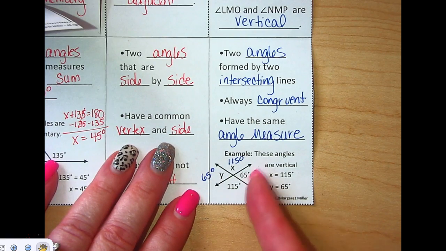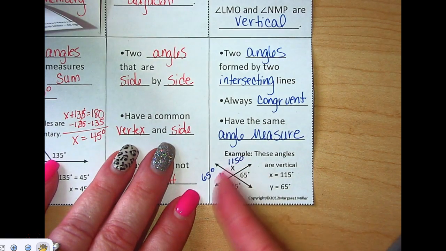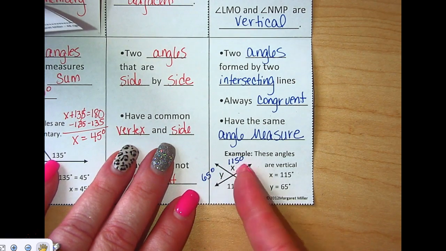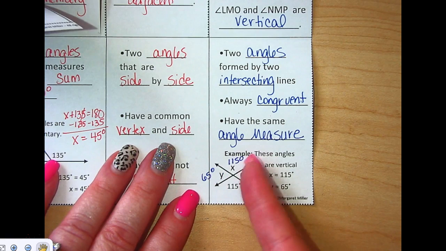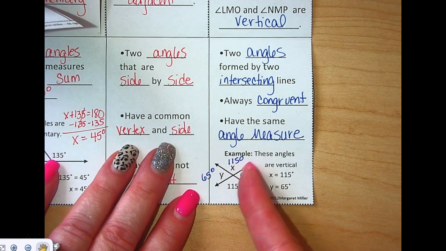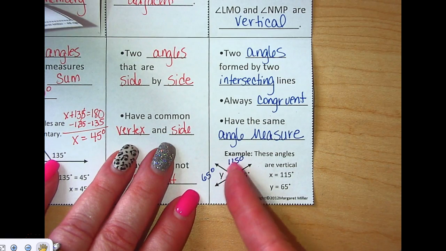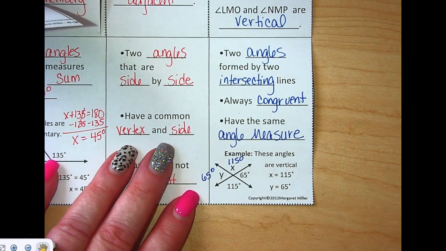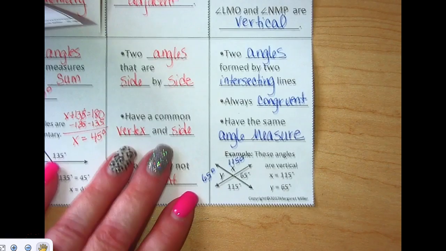What's interesting about X and Y? I can still do some more math even though they haven't asked me. X and Y are adjacent angles, and when I add them up, what should they add up to? See how they make a straight line? So X and Y together, if I did the math, they would add up to 180 degrees. These are all related to each other.